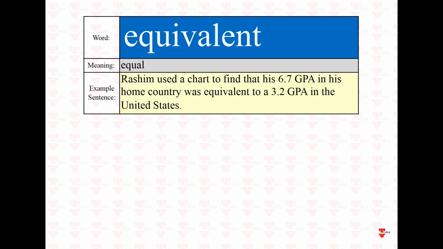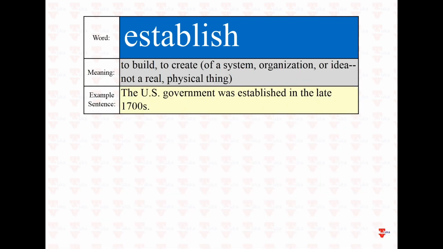Equivalent. Equal. Rashim used a chart to find that his 6.7 GPA in his home country was equivalent to a 3.2 GPA in the United States. Establish. To build, to create, of a system, organization, or idea, not a real, physical thing. The U.S. government was established in the late 1700s.